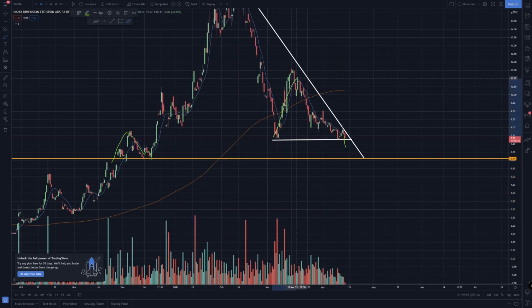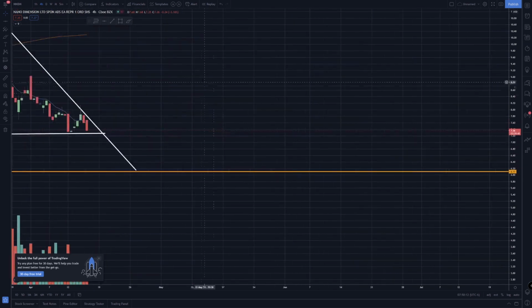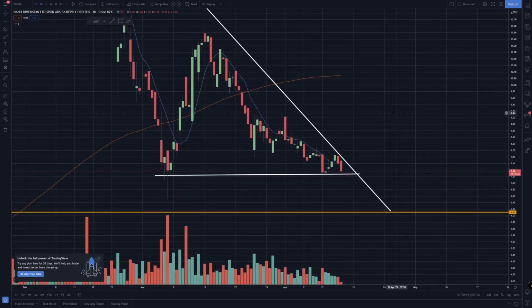Right now though, we're kind of in this triangle pattern right here. So let's see if we could break to the upside, or if we're going to actually break to the downside. Let's take a look at the moving averages to get a better idea which way the momentum is telling us it's going. Alright, so we're on the 4-hour time frame right now.